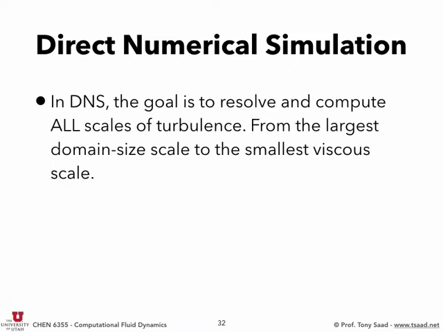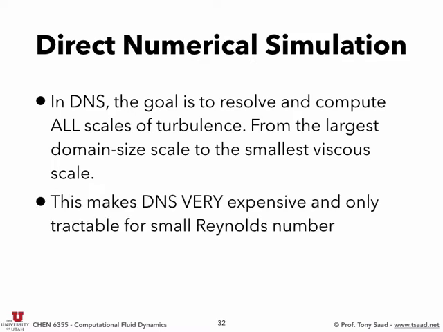We're not going to talk about DNS much. But as I said, the goal is to resolve and compute all scales. But this makes DNS very expensive and only tractable for small Reynolds number, because it turns out that the number of scales in a turbulent flow, or the smallest scale, is related to the Reynolds number. What that means is that you can write the number of grid points required to resolve the smallest scale as a function of the Reynolds number. Okay, do you know what that number is? You've probably seen it in your turbulent flow course.